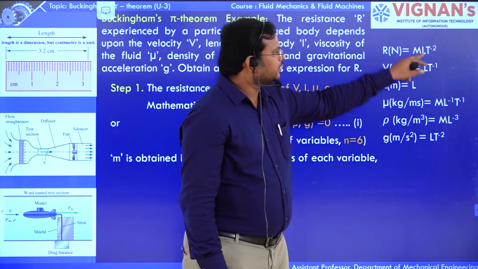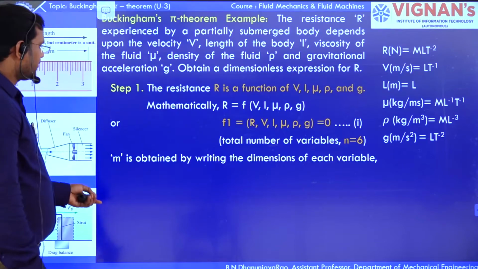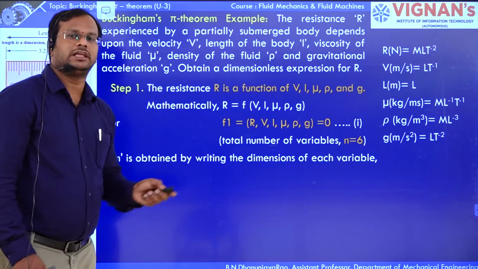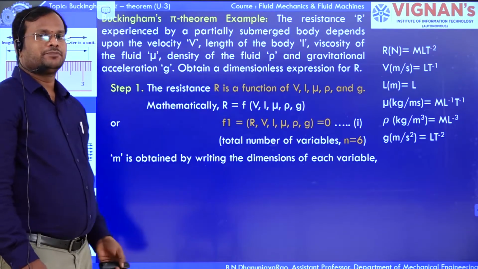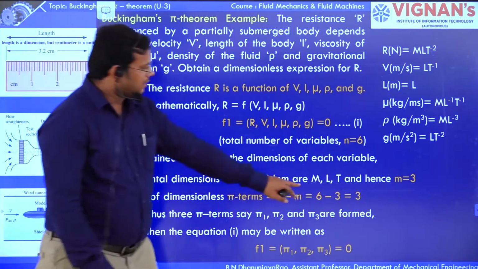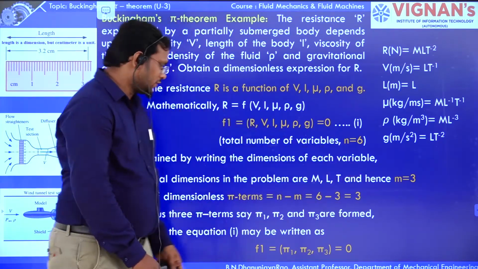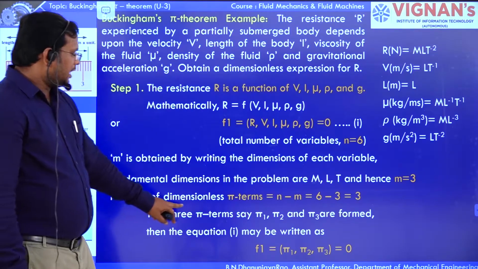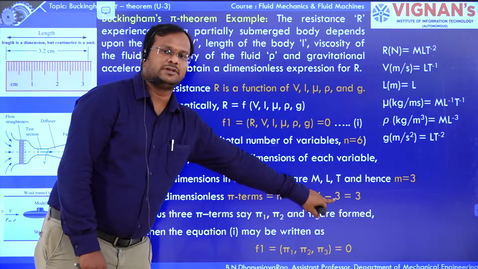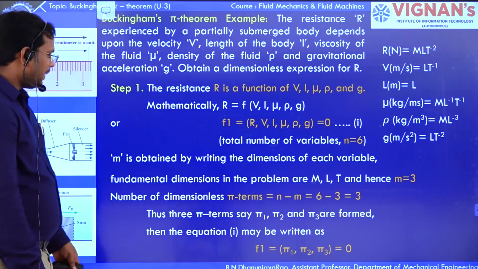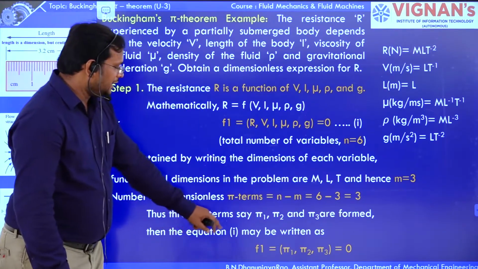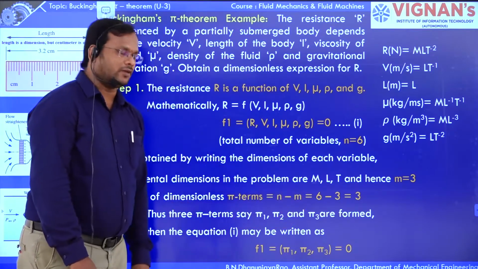Okay, so here we can observe that m is equal to 3, because M is there, L is there, T is there, which involves 3 variables. The fundamental dimensions in the problem are M, L, T, so m is equal to 3. The number of dimensionless pi terms is n minus m, where n is equal to 6 and m is 3, so there are 3 pi terms forming for this particular problem. Thus 3 pi terms, say pi 1, pi 2, pi 3, are formed.